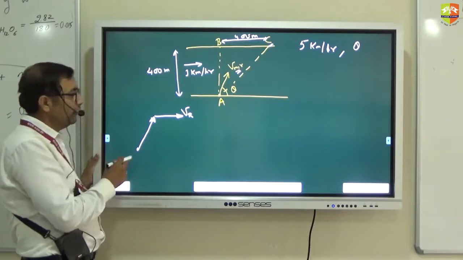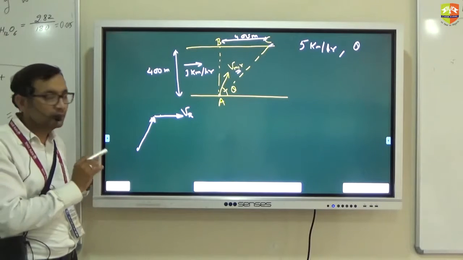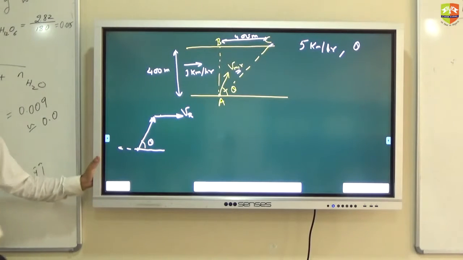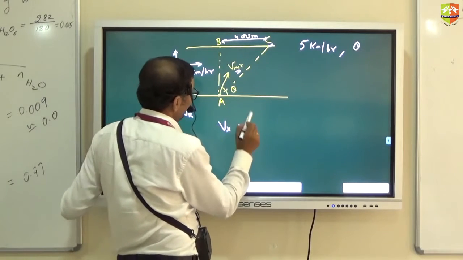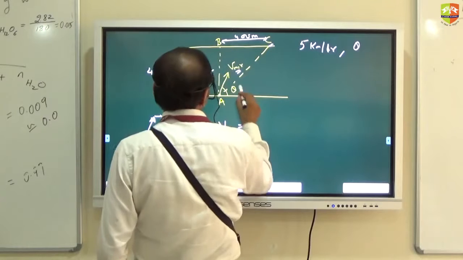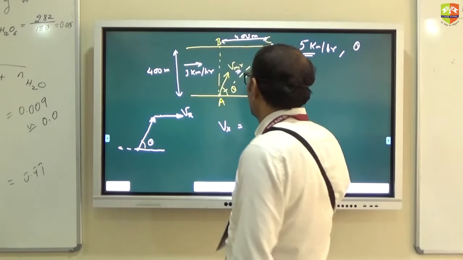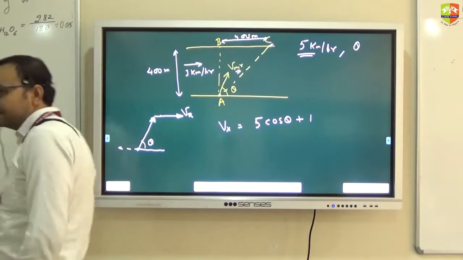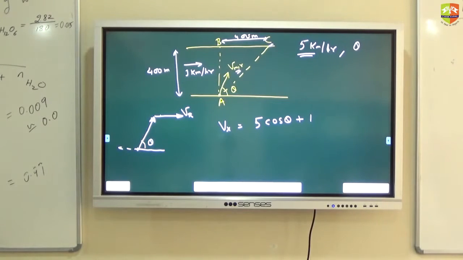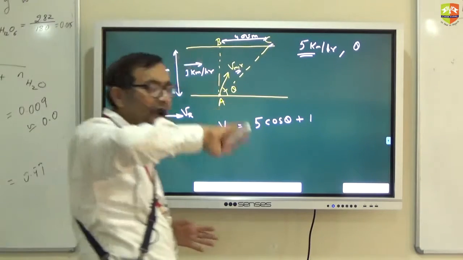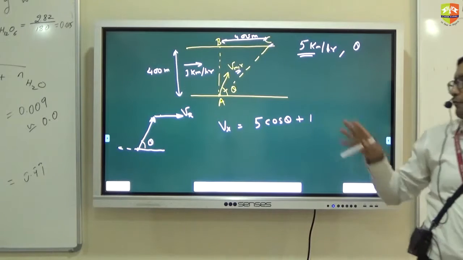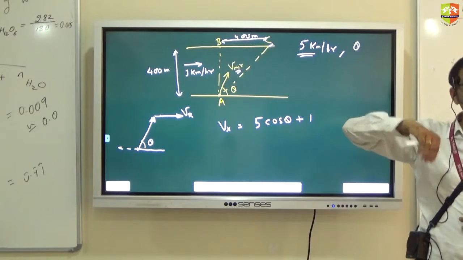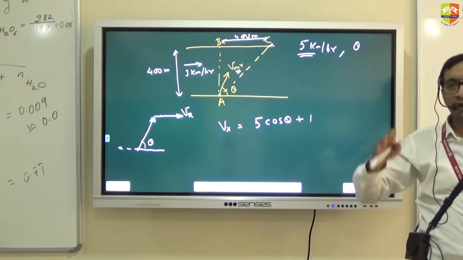Total velocity will be this plus that. Let's say that the angle is theta. So total velocity along x direction is how much? VMR is how much? 5. So 5 cos theta plus 1 in x direction velocity. We need to add the two velocities. So I can add their x component velocity and I can add their y component velocity. X component velocity for the person who is swimming is 5 cos theta plus the river velocity along that direction, which is 1. 5 cos theta plus 1 is the total velocity along x direction.